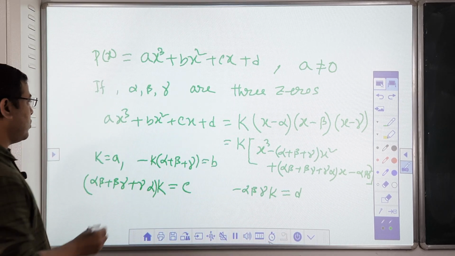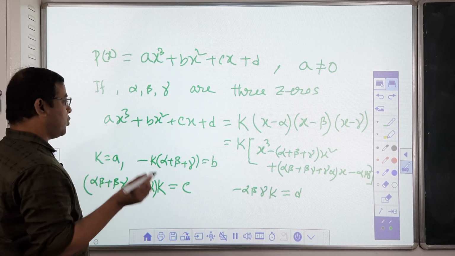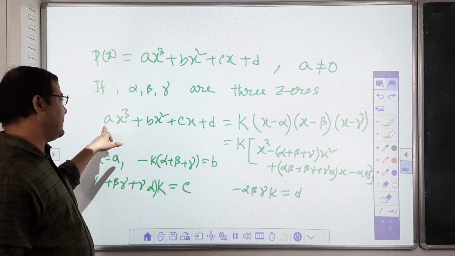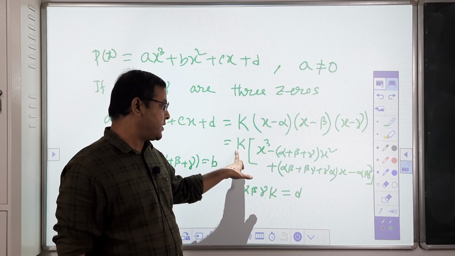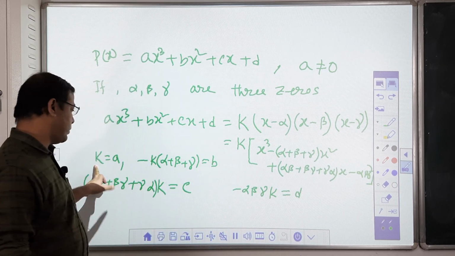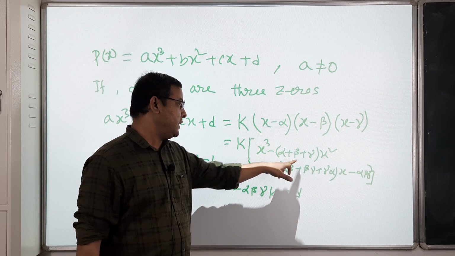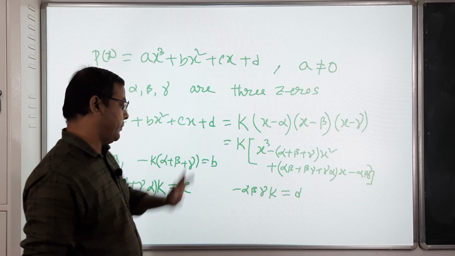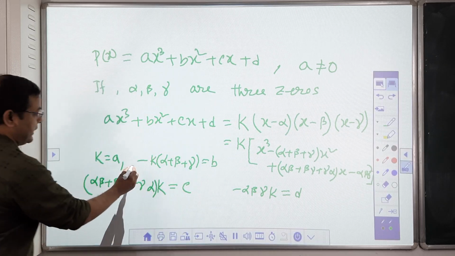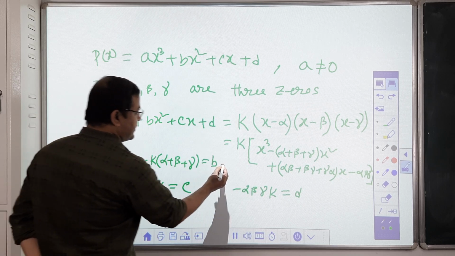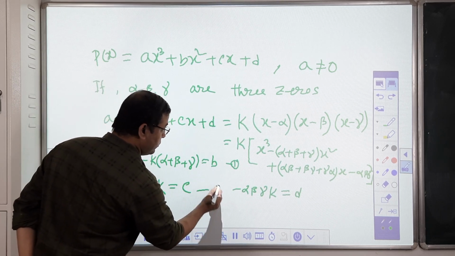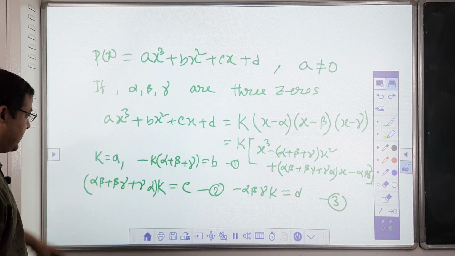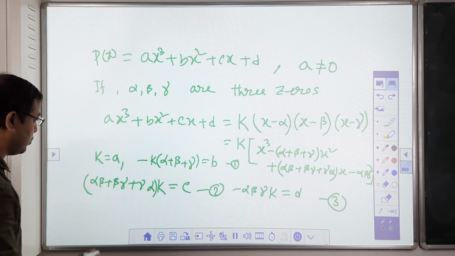Comparing both sides means equating the coefficient of corresponding terms. That means here we see that in the left hand side the coefficient of x cube is a, and in the right hand side the coefficient of x cube is k. That means k is equal to a. Similarly, multiply k into this, then you get b, and k into this you get c, and k into this you get d. That means this is the relation. Then if you put the value of k in these three relations, relation 1, relation 2 and relation 3, you get the relation between zeros and coefficients.